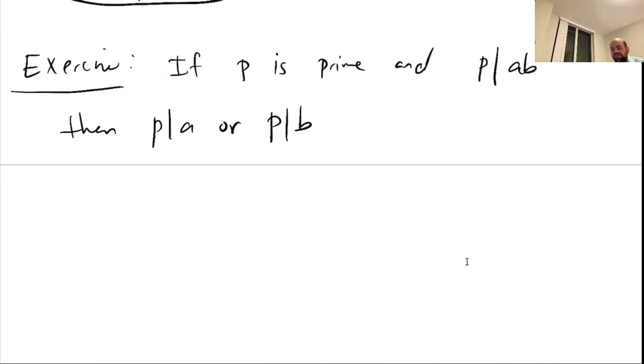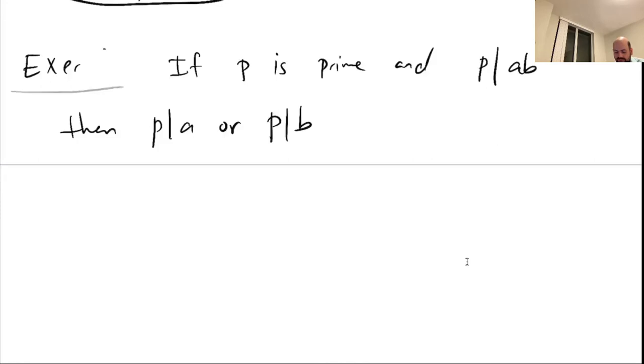We know that if P does not divide A, then they are relatively prime. We saw this property before. Right? And in that case, you can conclude P divides B. And if P divides A, well, then you get what you need, because you want to show P divides A or P divides B.